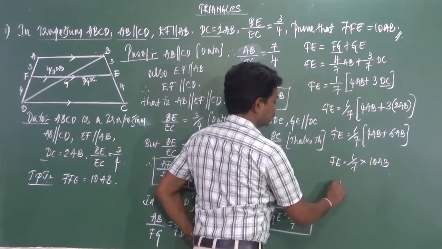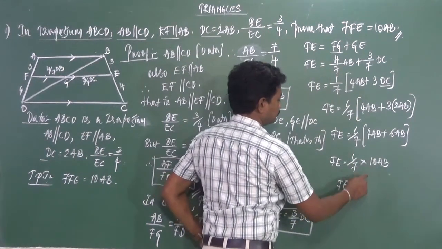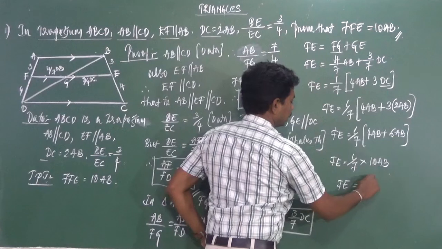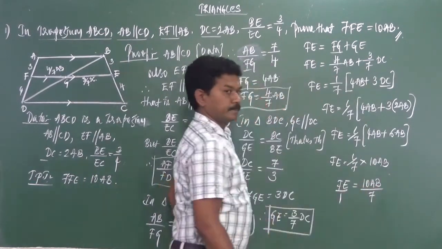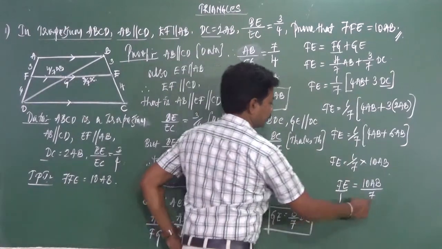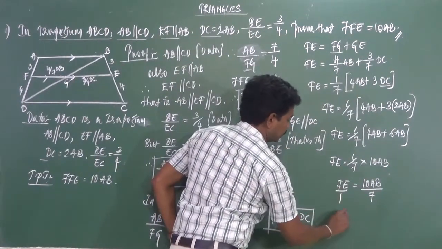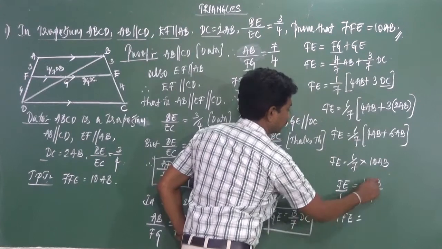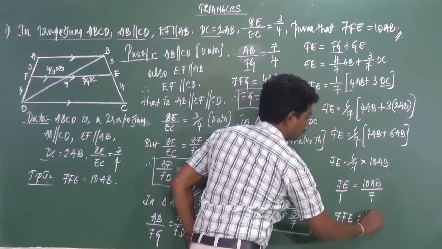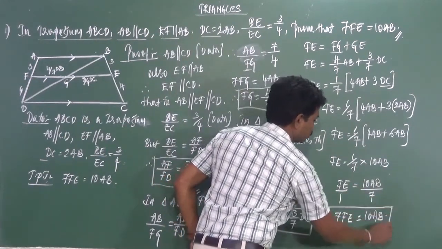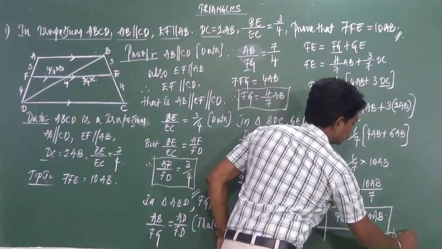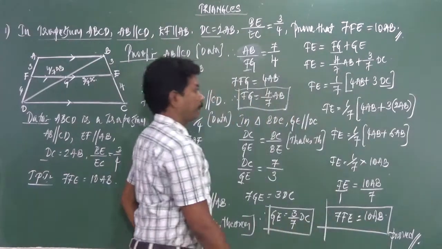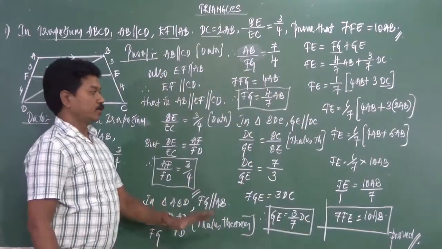FE is equal to 10AB into 1 is 10AB by 7 by 1. Go with cross multiplication. 7 into FE is 7FE is equal to 10AB into 1 is 10AB. So this is what we had to prove. So hence it is proved. So this is for 4 marks. Don't change anything.